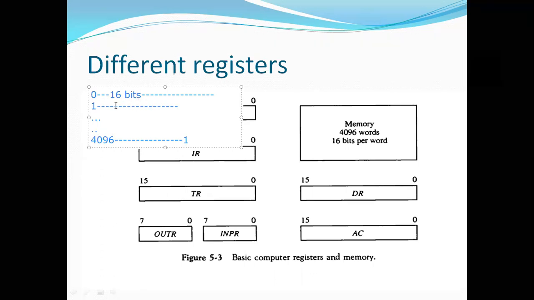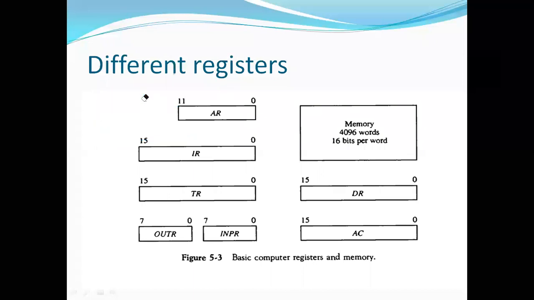The data it will contain is 16 bits. So the instruction register, how many bits will it contain? Because it holds data, it will contain 16 bits. The instruction register holds 16 bits of data.